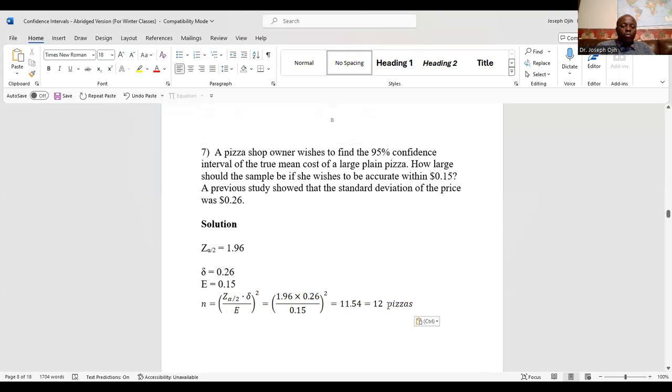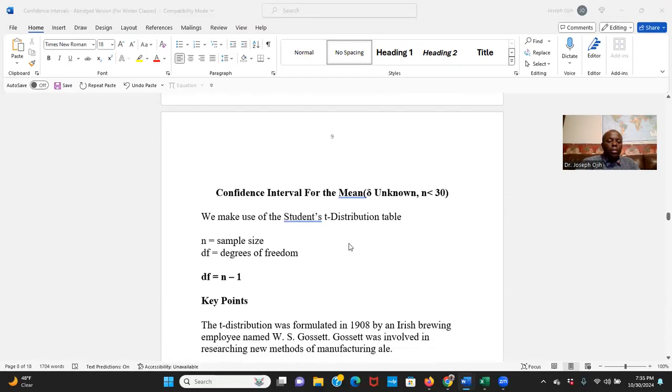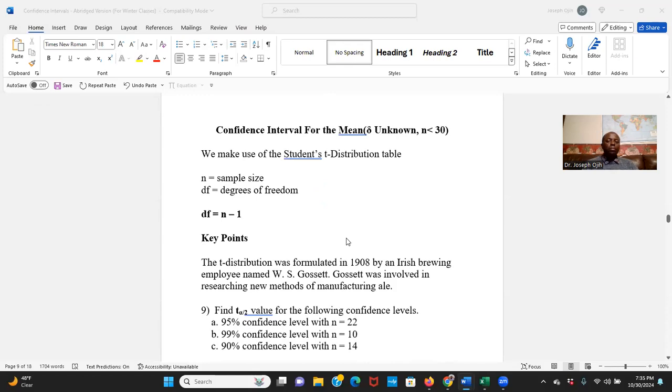Now we can move on to the next concept, which is the confidence interval for the mean where the sample size is small. Now, see, the population's standard deviation is unknown, and the sample size is less than 30, which is small. Under this, we use what is called the student t-distribution, because the sample size is small and we don't know the value of the population standard deviation. So in that case, we use the student t-distribution.